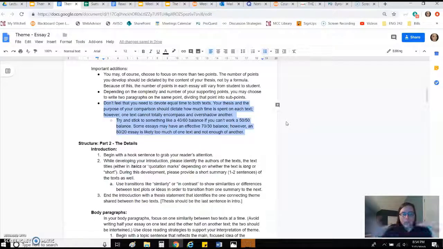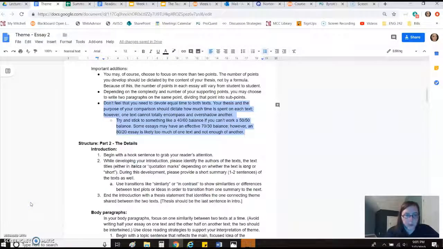And if you're concerned about balance, then let me know. But I think just as long as you're engaging with both of the texts in as equal of a manner as possible, that's going to be enough of a balance for the structure of your paper. So things to think about there. All right, so I think that pretty much covers everything from part 1.